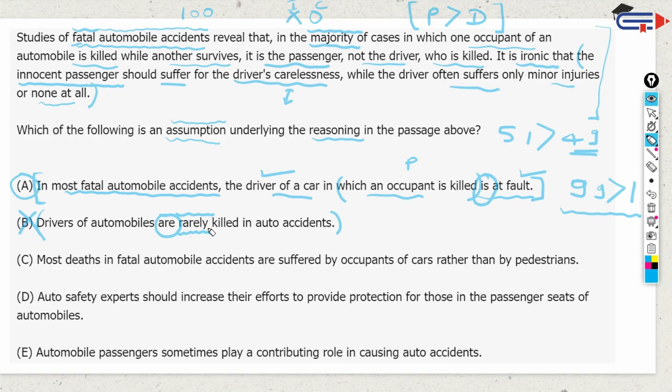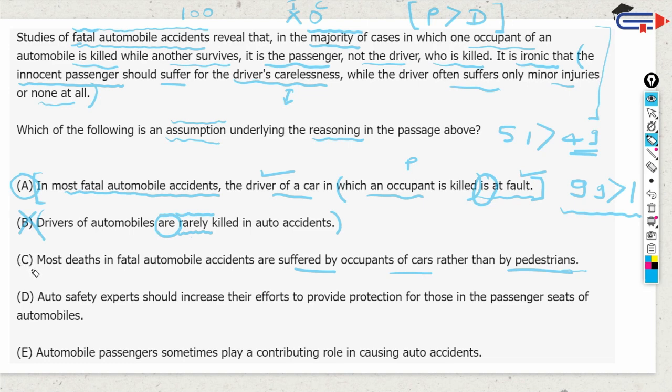Okay, let's move on. Most deaths in fatal automobile accidents are suffered by occupants of the cars rather than by pedestrians. That means out of these 100, 51 passengers died, 49 drivers died, whatever. That number is still more than the pedestrians that were killed in that accident. Are we even considering pedestrians? Does that have to be true for the conclusion to hold? No, it doesn't have to be true, because it doesn't add any sort of confirmation or negation to the conclusion.